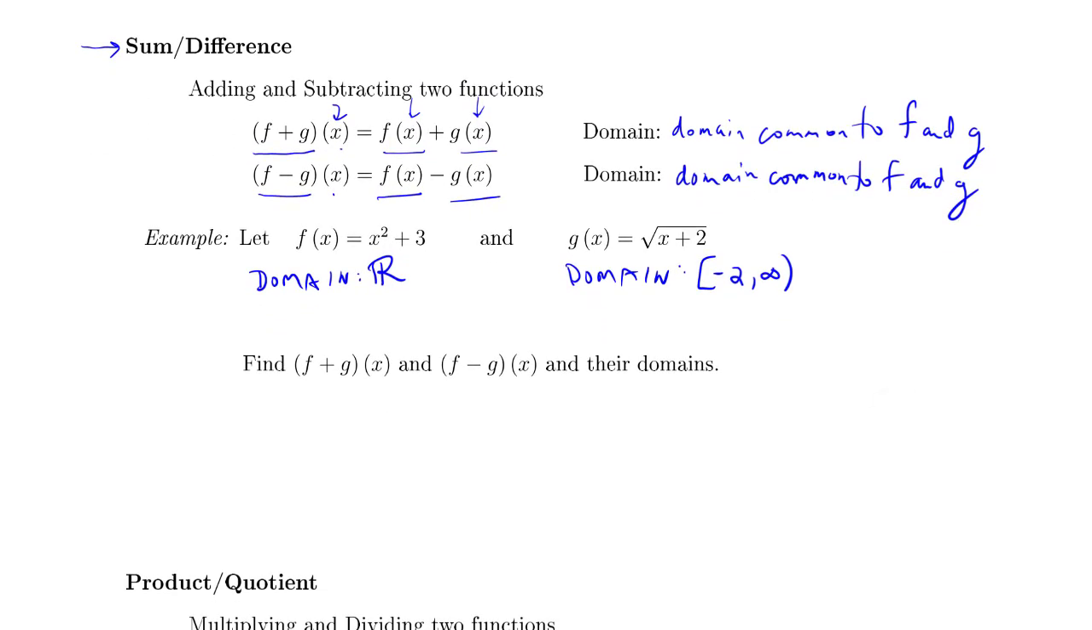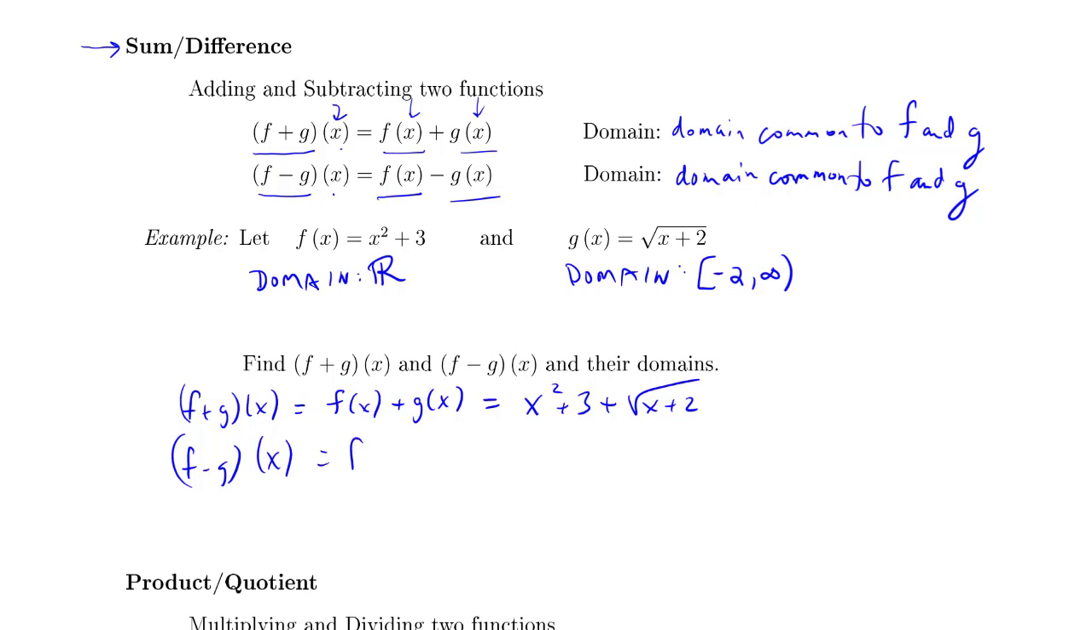Okay, so how does that affect our sum and difference functions? Well, first let's just see what the functions come out to be. So the sum function again is just the sum of the two functions, f of x plus g of x. So you would simply add them. So x squared plus 3 plus the square root of x plus 2. And the difference function would just be subtracting them. So x squared plus 3 minus the square root of x plus 2. But for each one, let's talk about its domain.